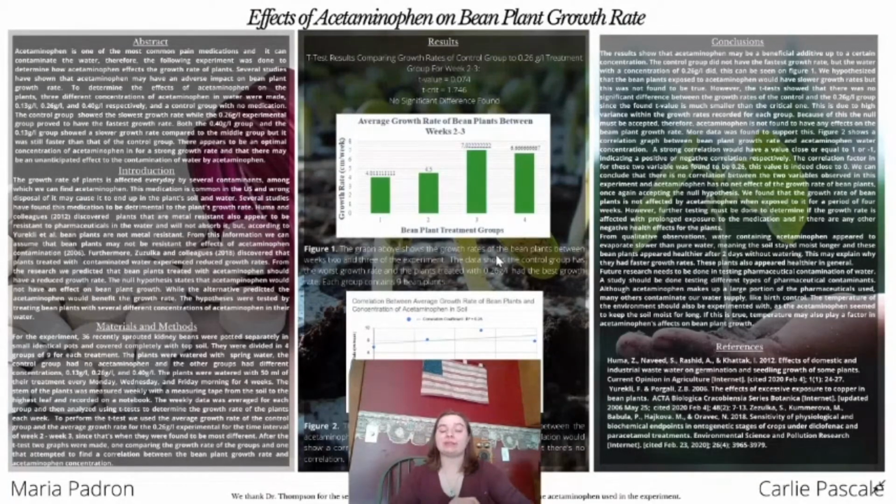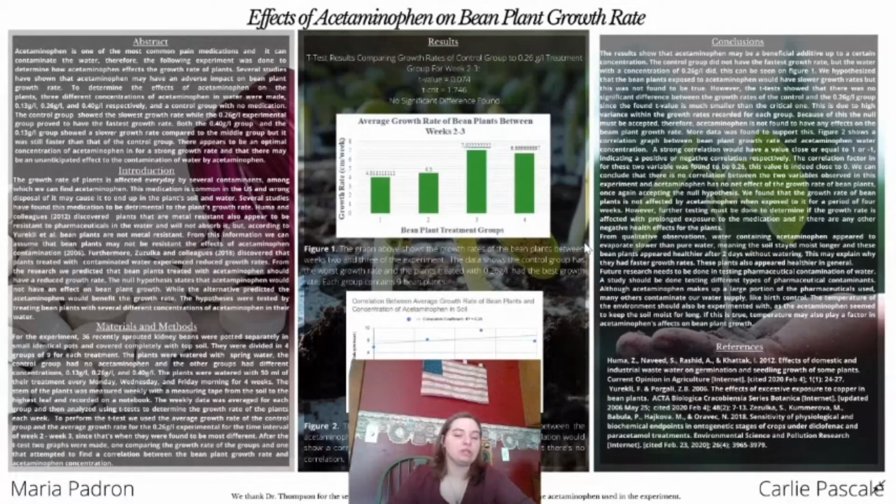And then for the results section, we have our t-test results, as I said before, that we tested for the control group and the treatment group that had been exposed to 0.26 grams per liter of acetaminophen between weeks 2 and 3. We found the t-value was 0.074, and our t-critical value was 1.746. So with this information, we could determine that there was no significant difference between the growth rates of the control group and the treatment group.